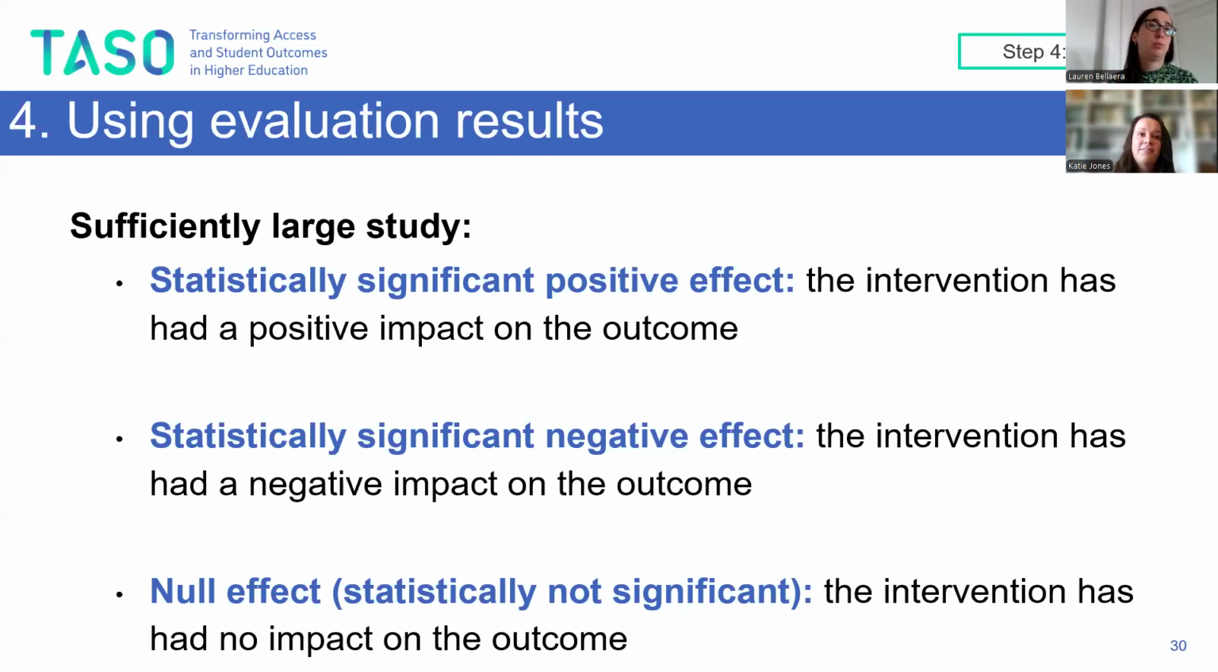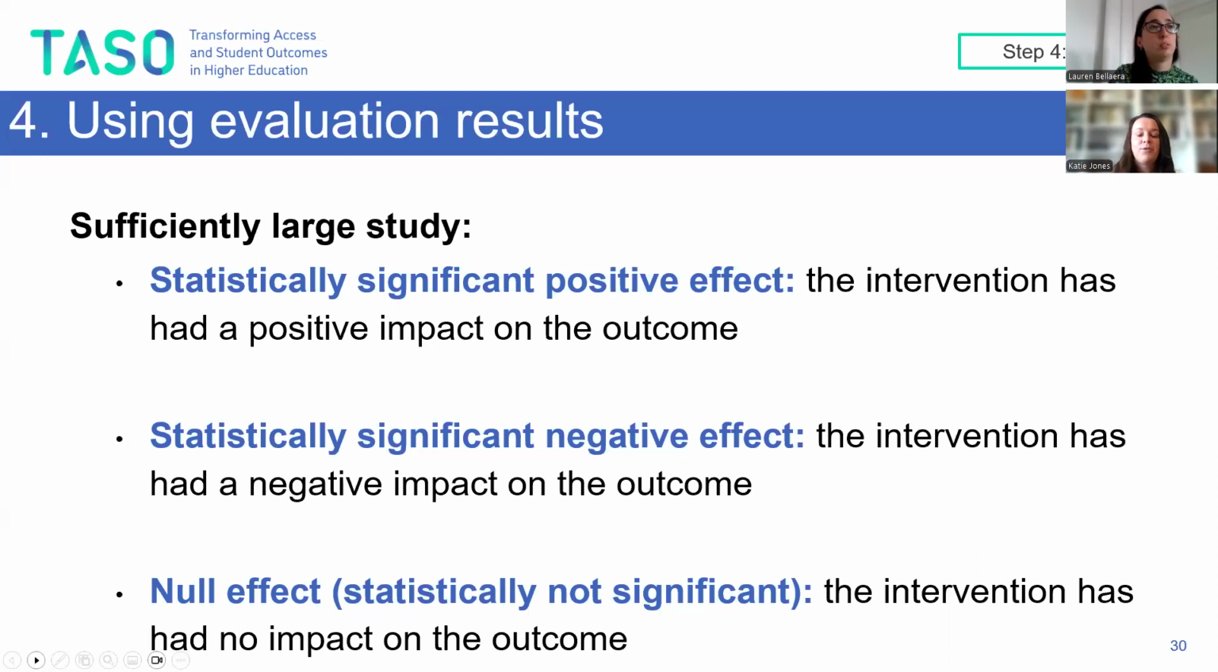Now, if we come to the null effect, so you found that the intervention has had no impact on the outcome, this again could be due to a number of reasons. So first of all, it may be that the intervention genuinely made no difference to the outcome of interest, in which case, again, you might want to consider the future of the intervention, whether you want to stop it or whether you want to change aspects of the intervention. You may want to evaluate the intervention again, potentially looking at a different outcome of interest. So those are all possible responses to a null effect.